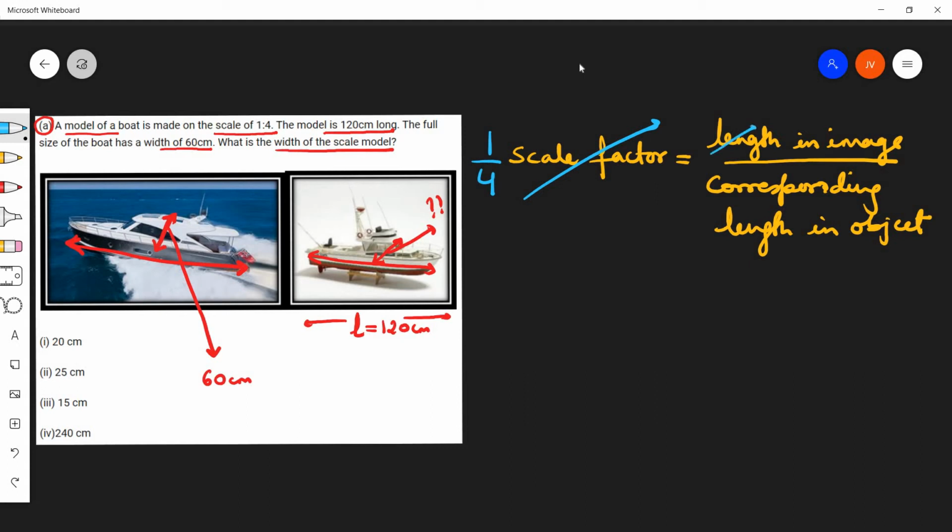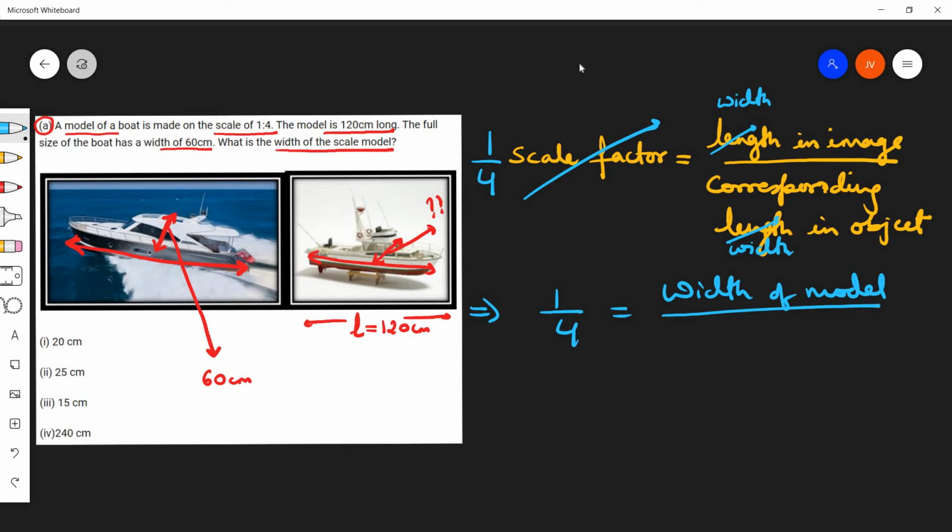So we can take this as width in image by corresponding width in object. And now this formula is 1/4 is equal to width in image. That means width of the model boat, that is already there, divided by corresponding width in the object, means actual width. Actual width is 60 centimeters.